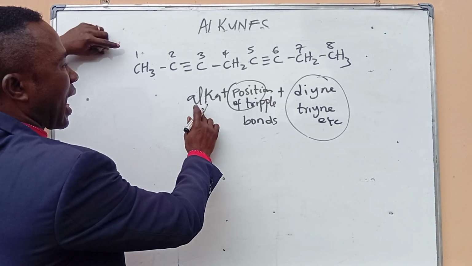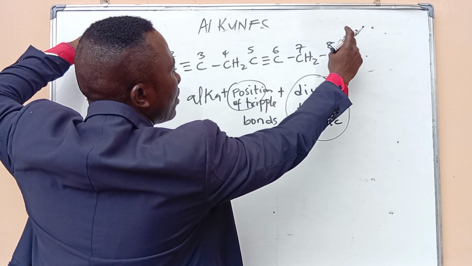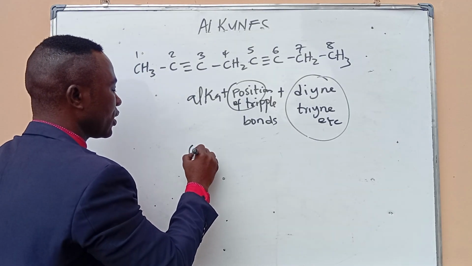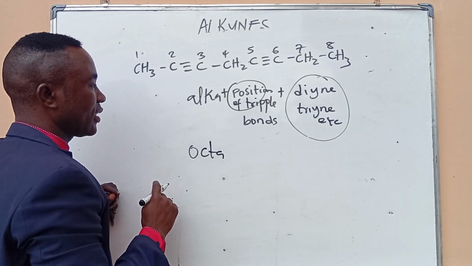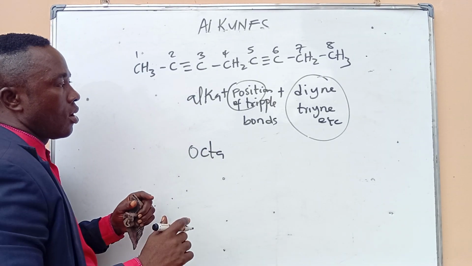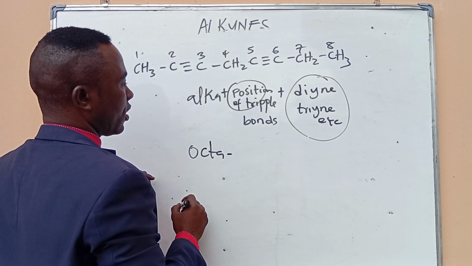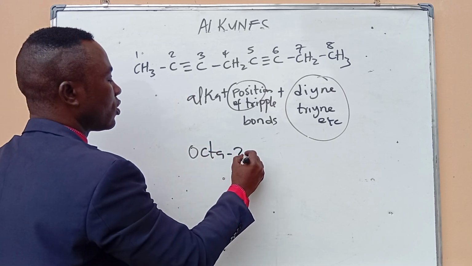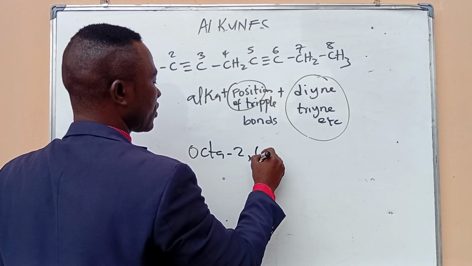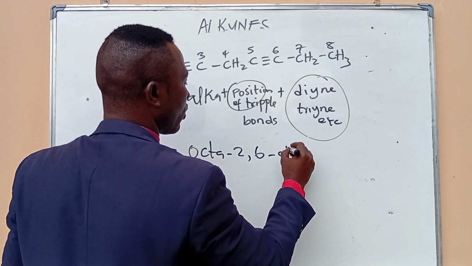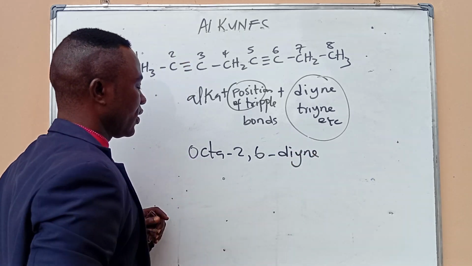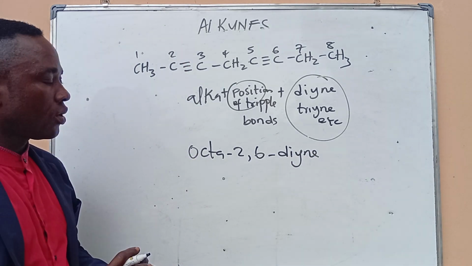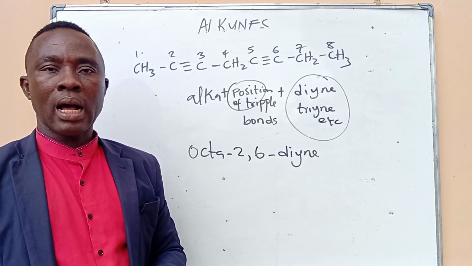So what is our alkane name? Our alkane is the carbon chain. There are 8 carbons. Because it's 8 carbon, it is octa. That is our alkane. Octa. The position of the triple bonds, one is at number 2, the other one is at number 6. We end with diyne. So this is octa-2,6-diyne.